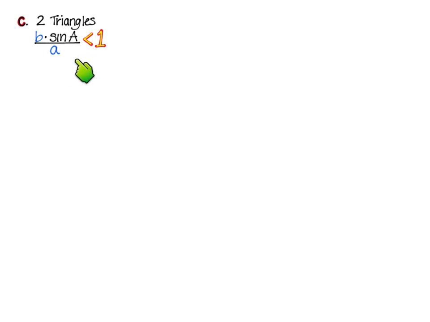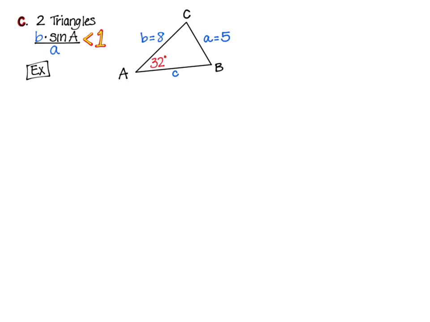When B times sine of A divided by A is less than 1. Well, here's a situation. The side opposite is less than the side adjacent. So I need to employ this law, B times sine of A. So I'm going to do 8 times sine of 32 divided by 5. And I find that that number is less than 1. Uh-oh. We have two triangles. Not two possible. We have two triangles.